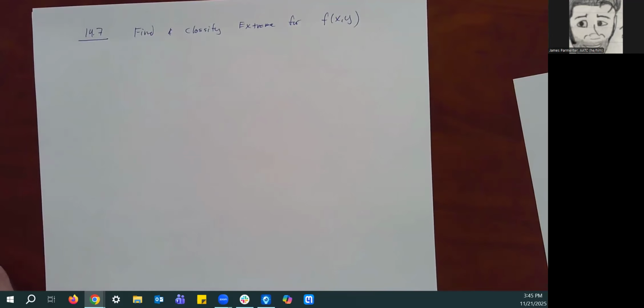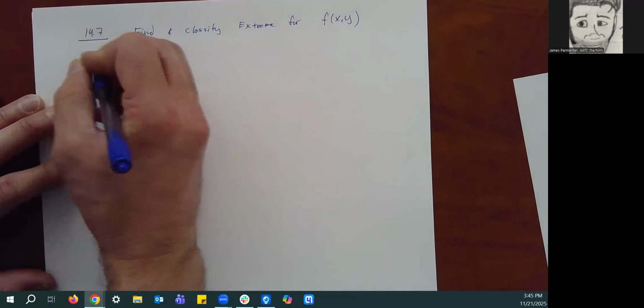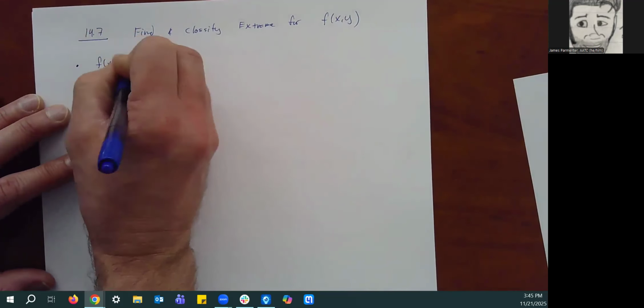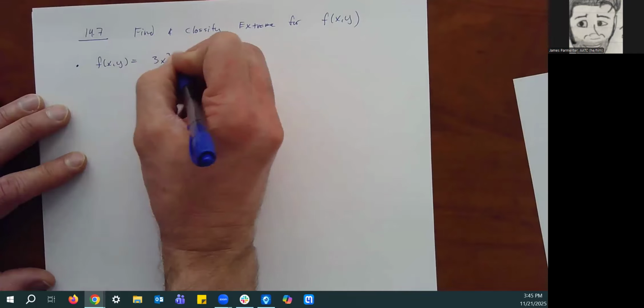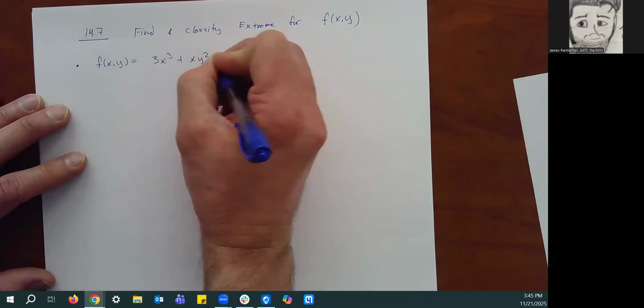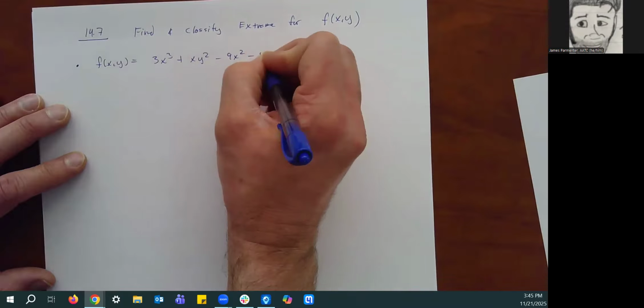So let's just do an example. Let's say our function f of x, y is equal to 3x cubed plus xy squared minus 9x squared minus y squared.